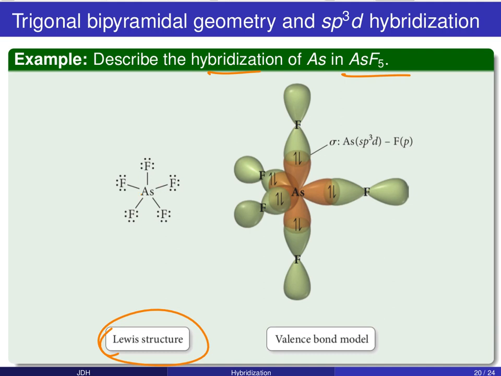and so 5 electron groups corresponds to our trigonal bipyramidal structure. All right, and so we know in order to get that trigonal bipyramidal structure, we're going to need to hybridize the s, all 3 of the p's, and a single d orbital. Then those hybrid orbitals will be able to overlap with p orbitals in the fluorine, and bingo, you're able to account for bonding in this trigonal bipyramidal structure.